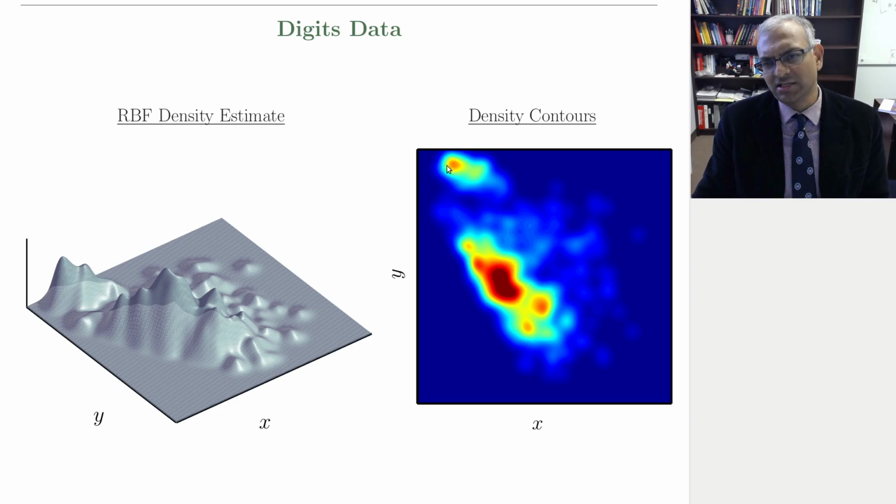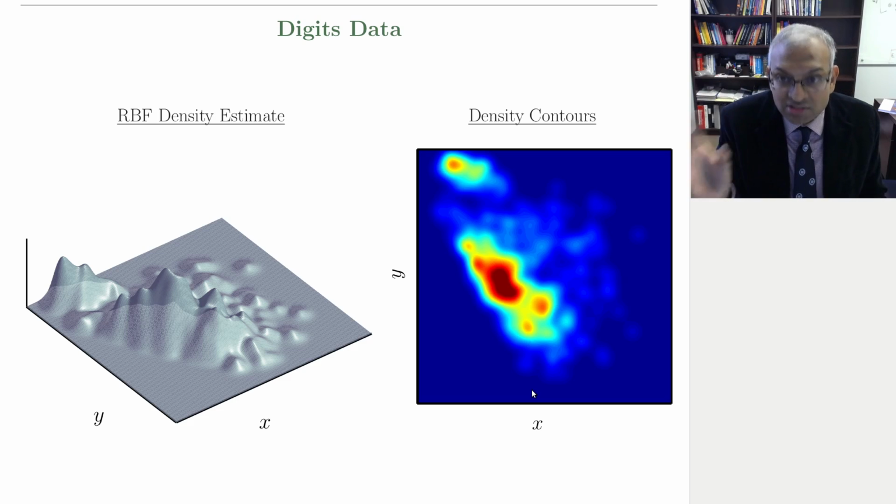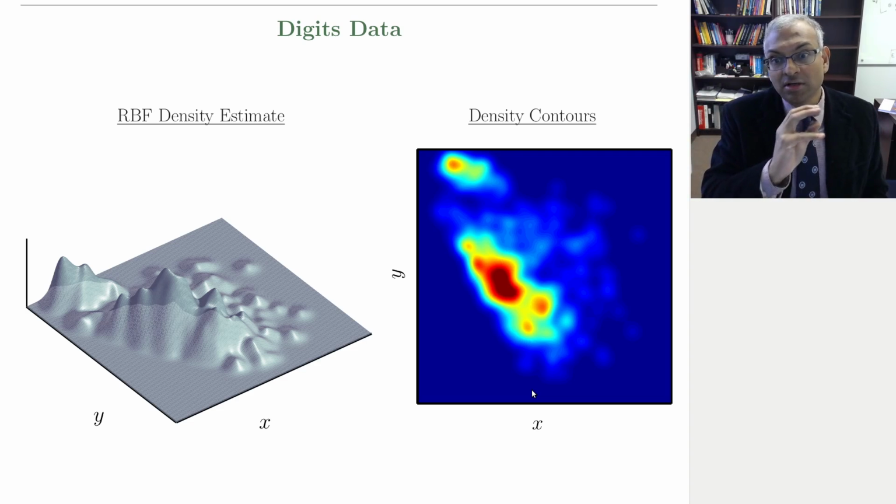So I can see 1 cluster here, maybe 2 clusters here, 3, 4, 5, 6, 7, 8, and maybe a few sparse clusters outside. So corresponding to the clustering that we showed you for the k-means clustering of the digits data, here's the equivalent picture for the density estimate, the non-parametric RBF density estimate. And it's quite beautiful.